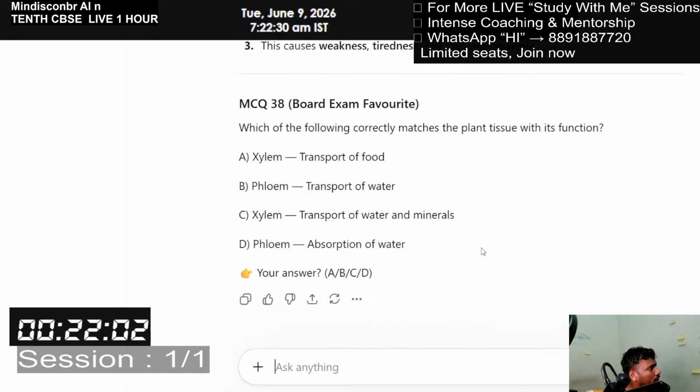Which of the following correctly matches the plant tissue with its function? Xylem, transport of food. Phloem, transport of water. Xylem, transport of water and minerals. Phloem, absorption of water. Xylem, transport of water and minerals.